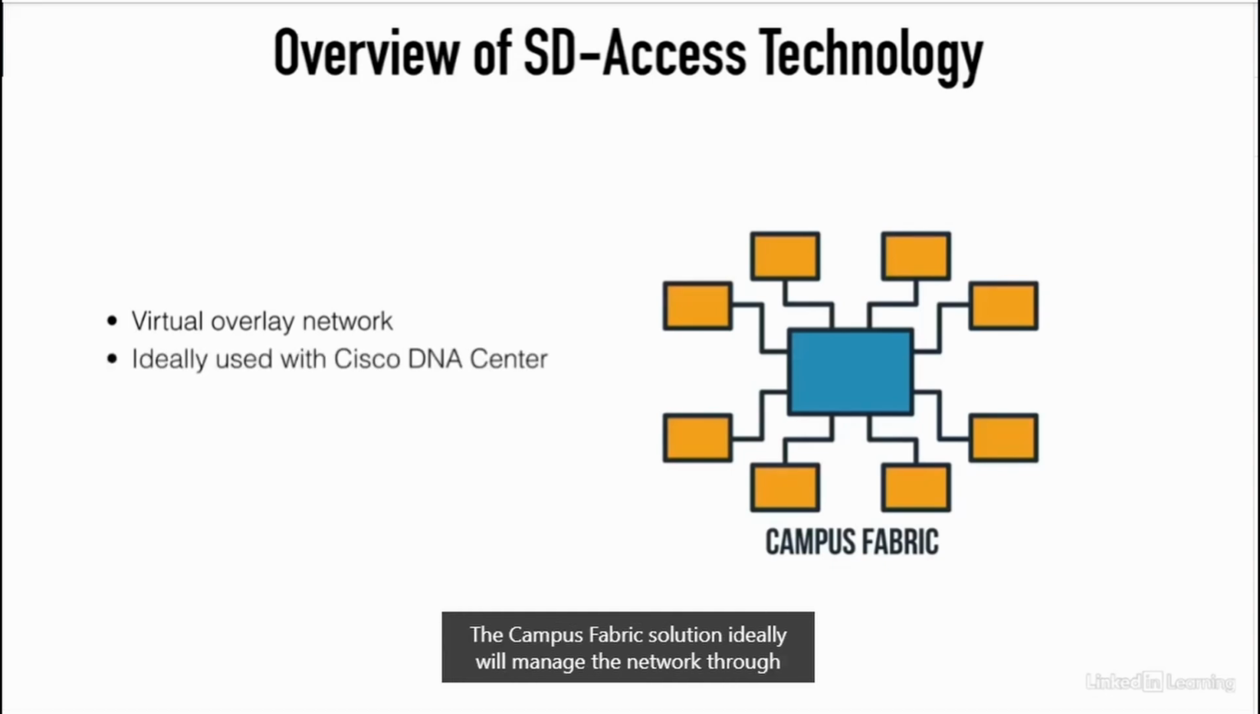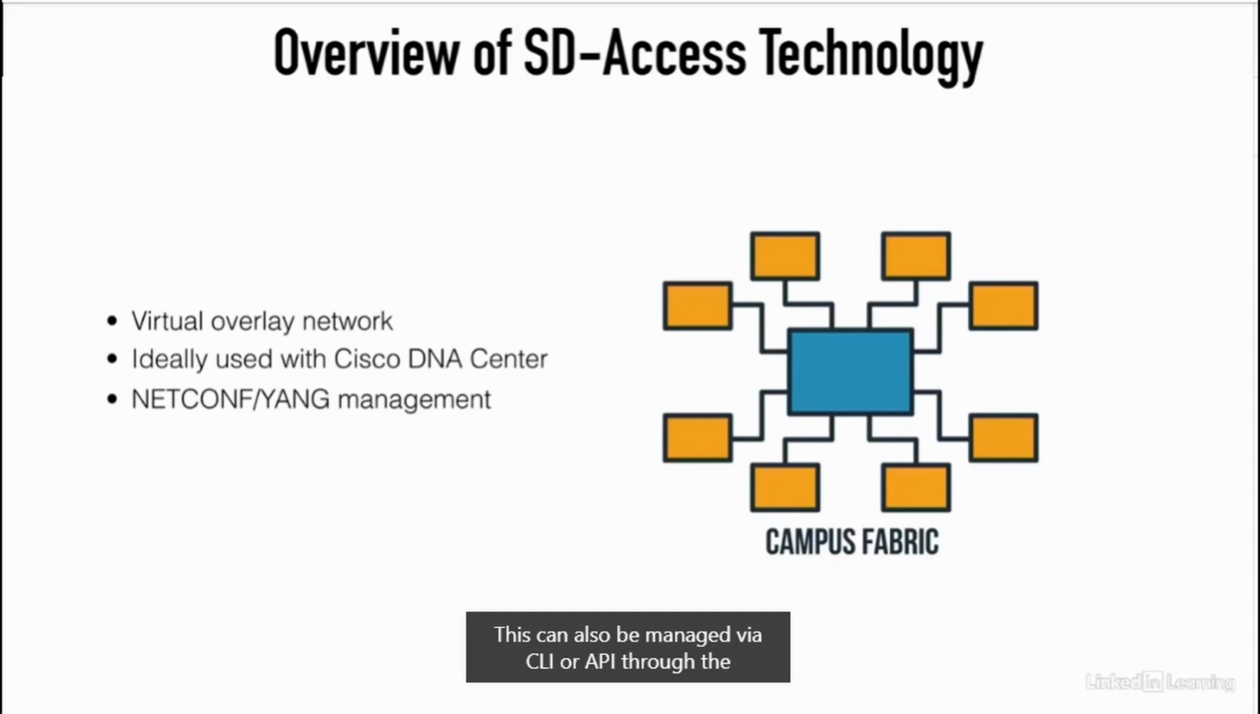The Campus Fabric solution ideally will manage the network through use of Cisco's DNA Center. This can also be managed via CLI or API through the NETCONF protocol and YANG modeling language. We'll discuss NETCONF and YANG more in depth later in this series, but for now, just know that these are options used to operate the network infrastructure in a campus fabric.